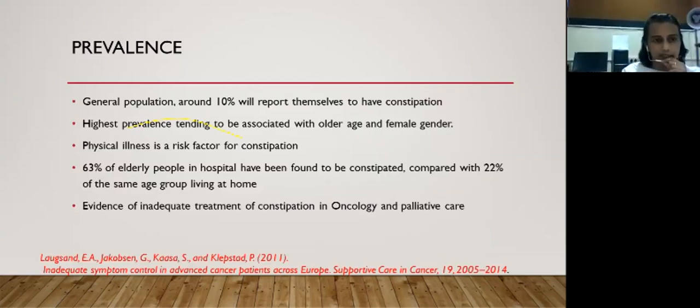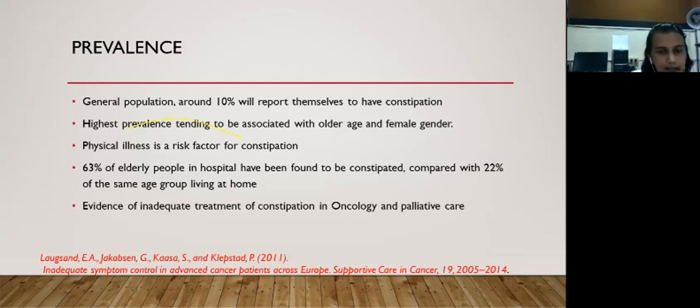Why is it important? It's very prevalent. In the general population, at least 10% will report having constipation. The highest prevalence is with older age and female gender. Physical illness is a risk factor for constipation. How do we know that? A study on elderly patients who were admitted to hospital and the same age group at home found that 60% of the elderly people in hospital were constipated, compared to 22% of the same age group living at home.